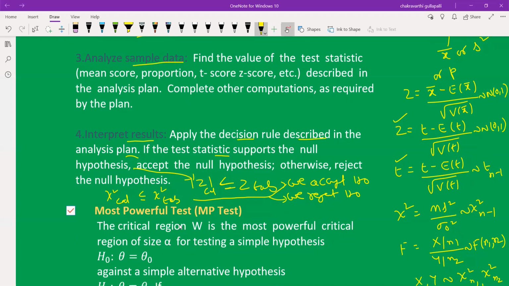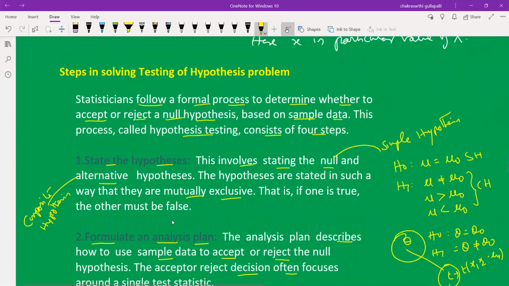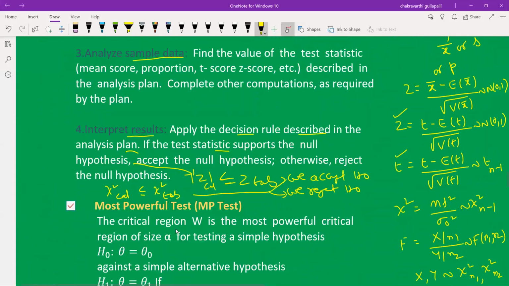We accept H naught. We accept H naught means it may not be rejected. In this case, the corresponding test is not significant. In advanced studies, at PG level, always use the p-value approach instead of the table values method. So that is the procedure of testing of hypothesis.